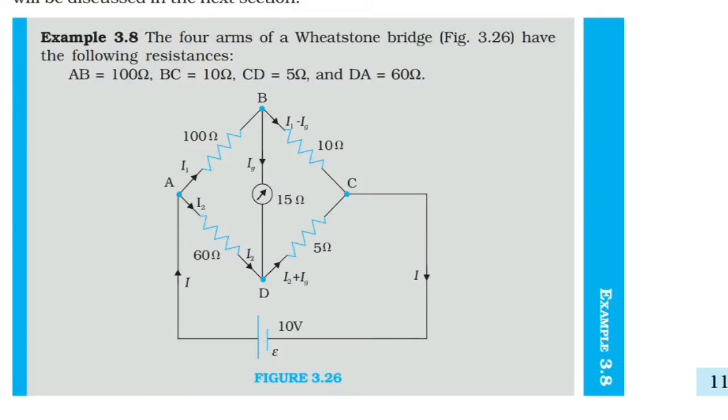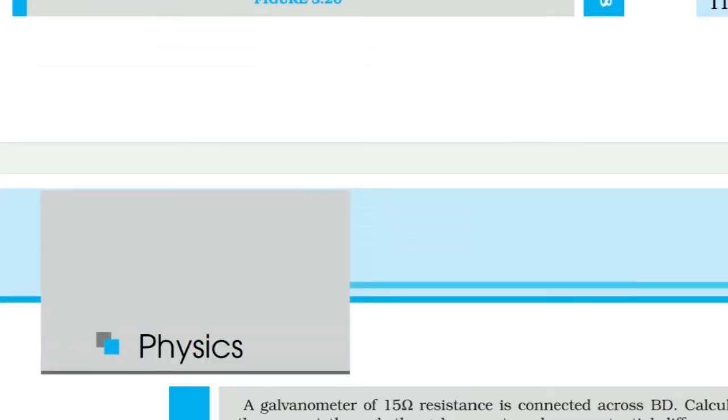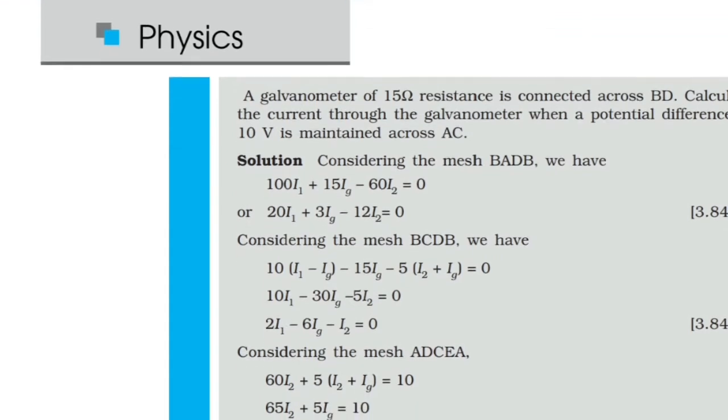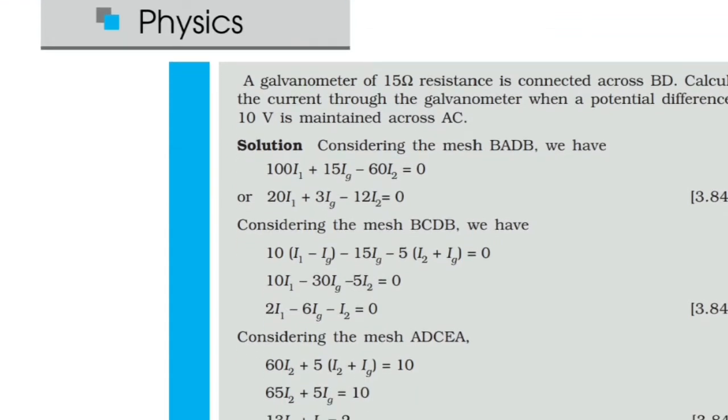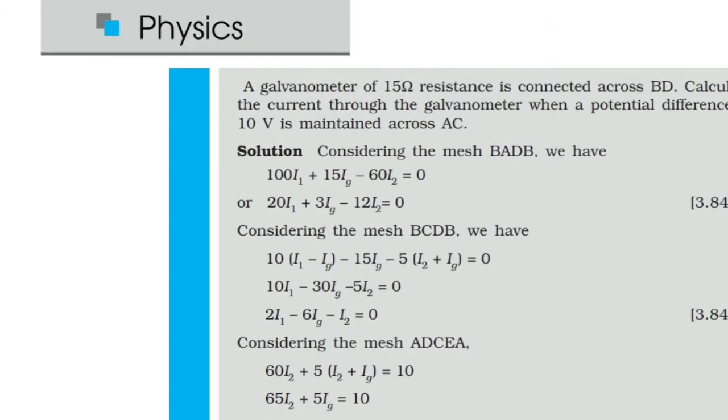Now it is example 3.8. Four arms of Wheatstone's bridge have the following resistances: AB equal to 100 ohm, BC equal to 10 ohm, CD equal to 5 ohm, and DA equal to 60 ohm. A galvanometer of 15 ohm resistance is connected across BD. Calculate the current through the galvanometer when a potential difference of 10 volt is maintained across AC.